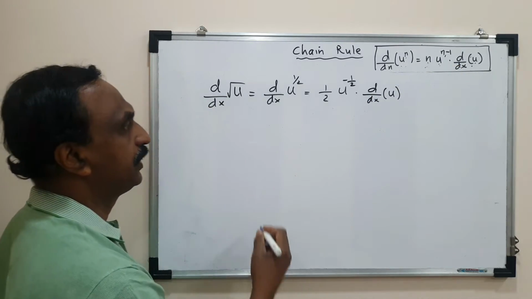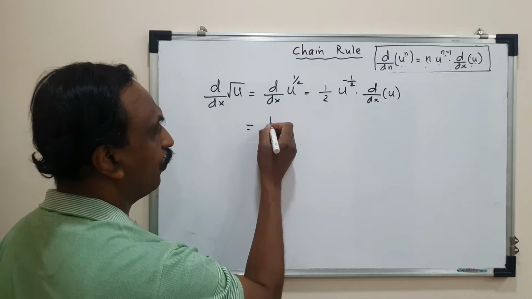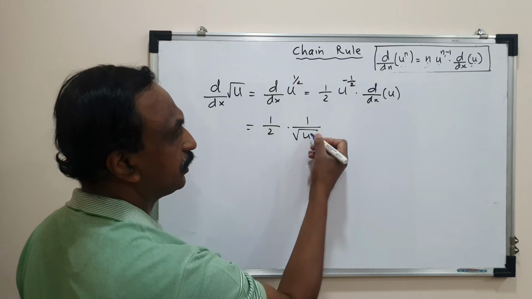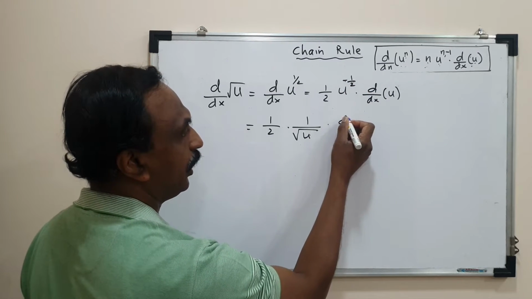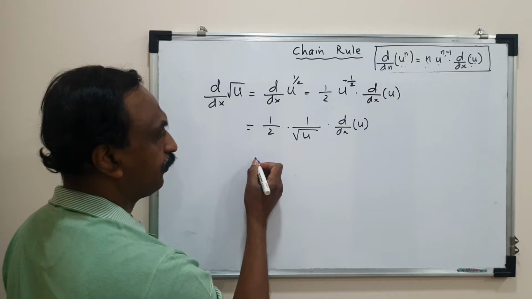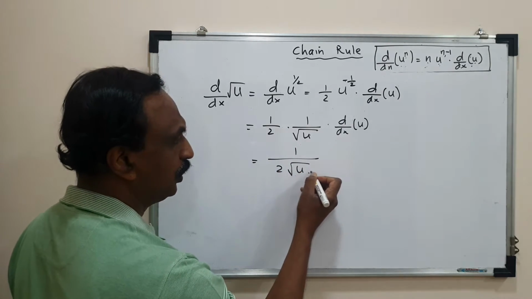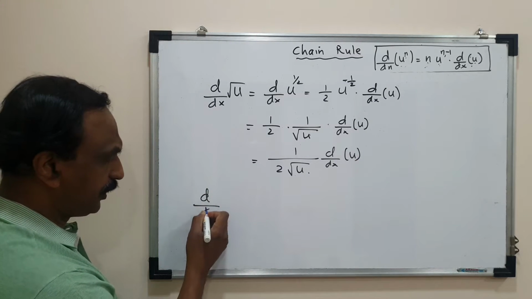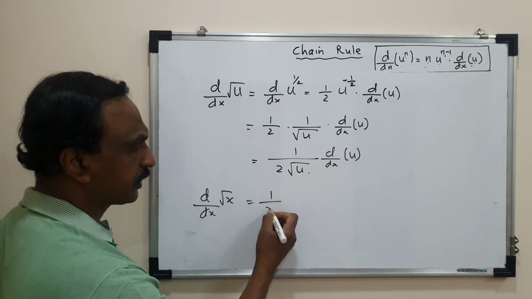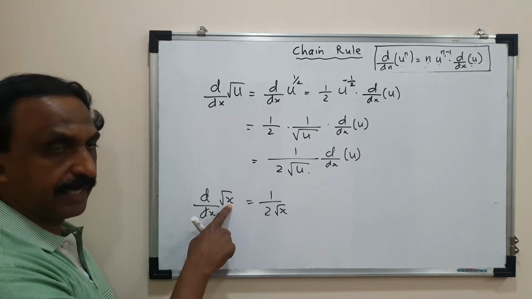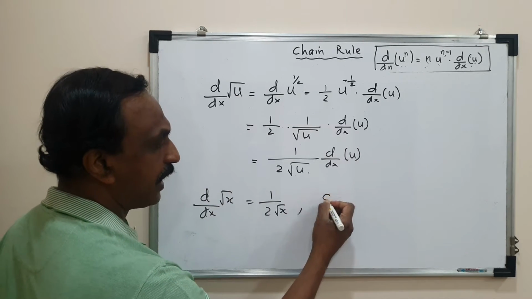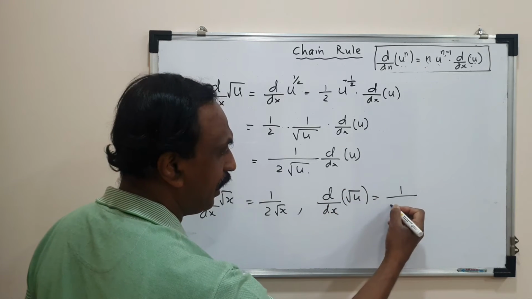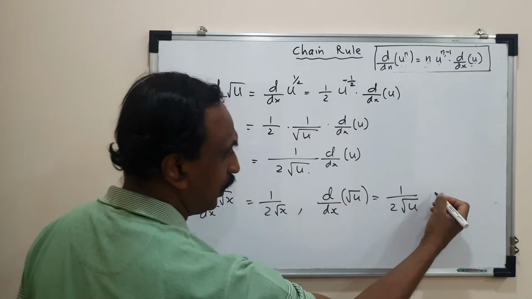Use the same formula. Now this I can reduce. 1 by 2. u raised to half is 1 upon root u. Minus half is root in the denominator, into d by dx of u. So the fast way: 1 by 2 root u into d by dx of u. You will remember I have taught you derivative of root x is 1 by 2 root x. So in place of this x, if I have u and I am differentiating with respect to x, what will be my answer? 1 upon 2 root u into one more term.